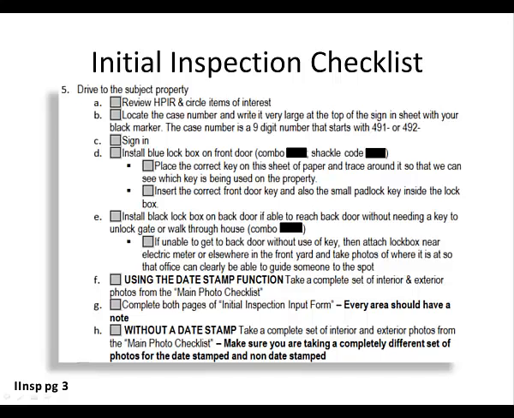F says that we, using the date stamp function, take a complete set of interior and exterior photos from the main photo checklist. Okay, so this tips me off that we need to leave this form and go find the main photo checklist, and then take a complete set of interior and exterior photos using the date stamp function. So they're going to be date stamp photos. Let's go find that checklist and we will pick up from there.